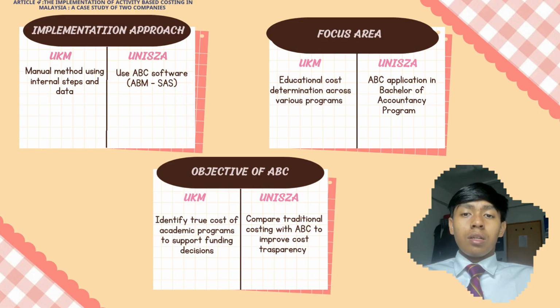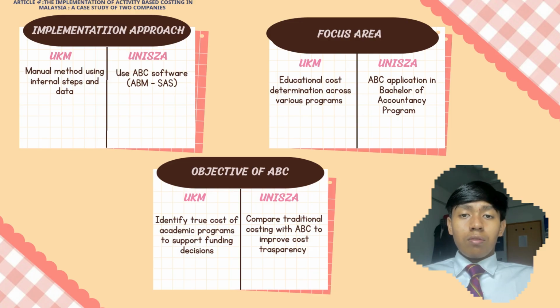Next, for the focus area of ABC implementation. UKM applied ABC broadly across its academic programs and support services. This means they wanted to understand the full cost of running different parts of the university. For UNISA, they just focused on one academic program, which is the Bachelor of Accountancy program. The aim was to see how ABC compares to traditional costing for that specific program.